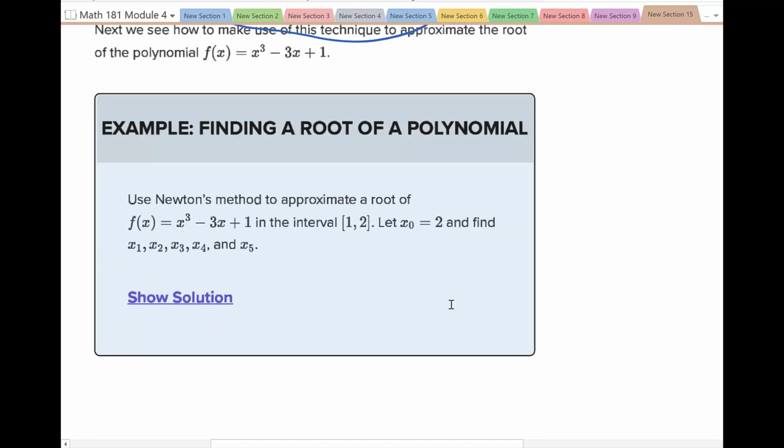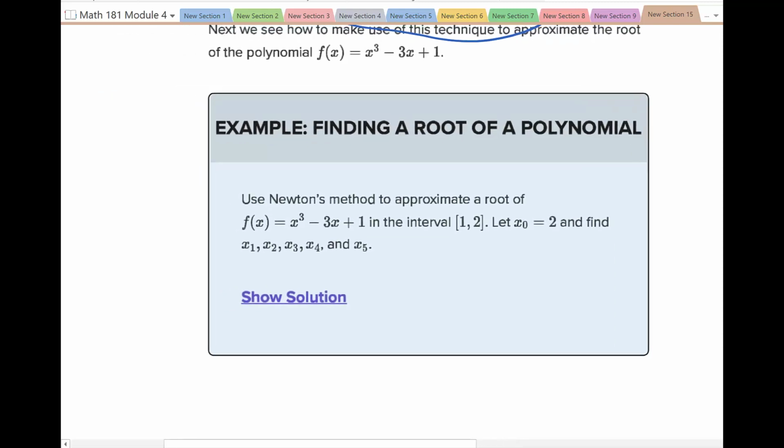Use Newton's method to approximate the root of f of x equals x cubed minus 3x plus 1 in the interval from 1 to 2, and let x sub 0 equal 2. That means we're saying, look around 2. This is kind of like on your calculator, if you're looking for zeros, it wants you to say, start here and tell me where to go. That's the idea here.